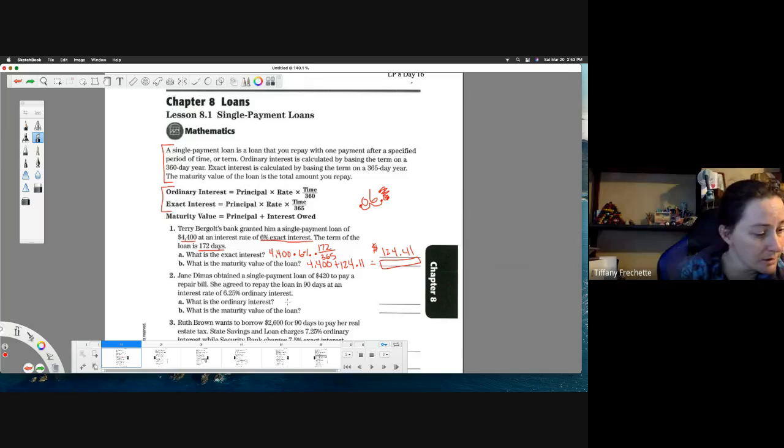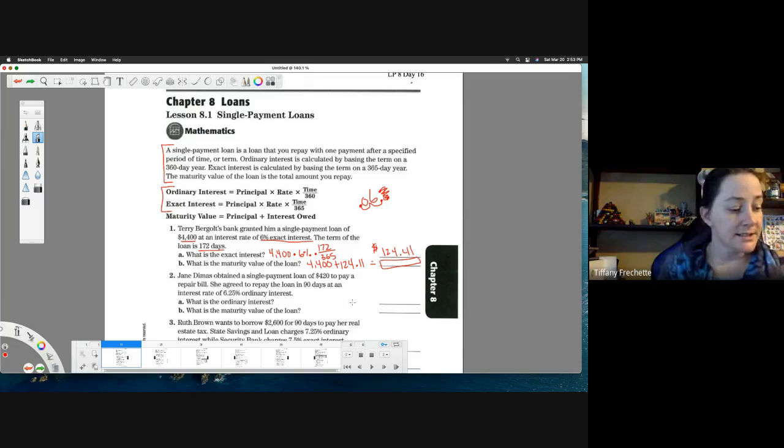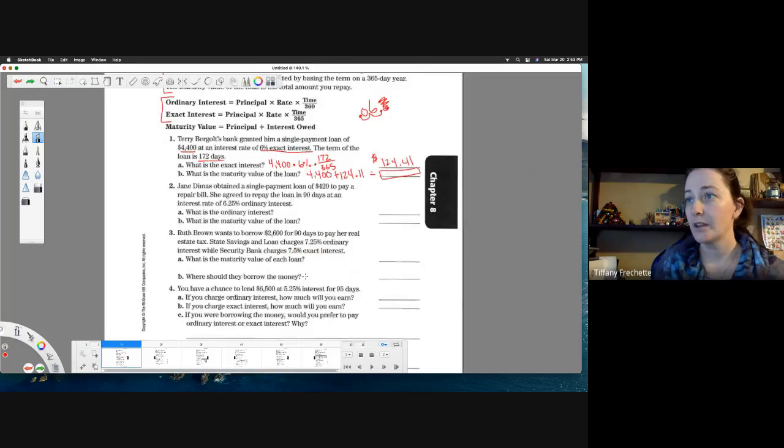All right, let's look at number 3. Ruth Brown wants to borrow $2,600 for 90 days to pay her real estate tax. State Savings and Loan charges 7.25% ordinary interest. That's one place, and she wants to borrow the $2,600 for 90 days, so we need to keep that in mind. Security Bank, another place, charges 7.5% exact interest. What is the maturity value of each loan?